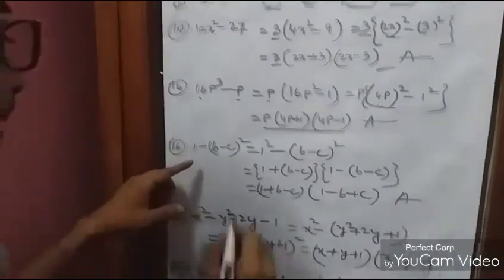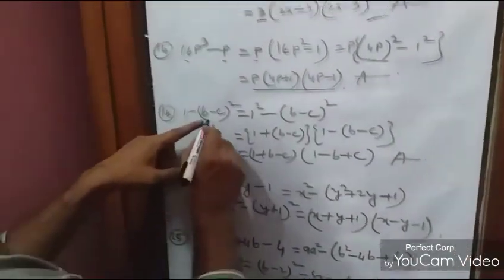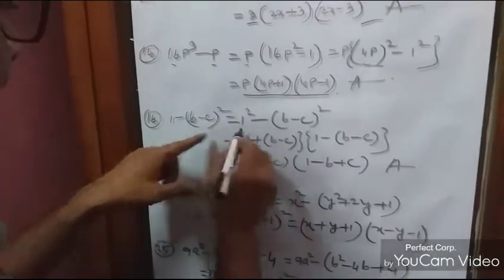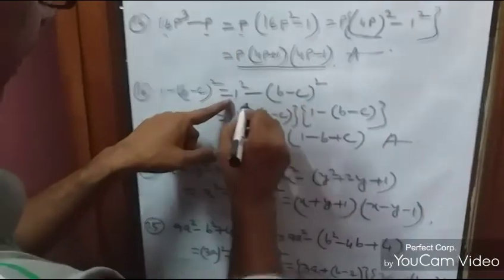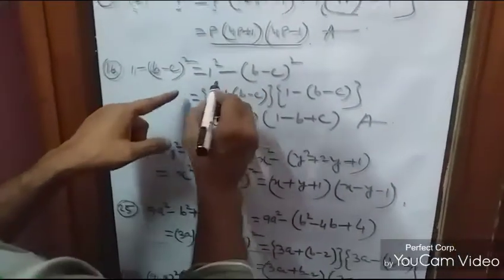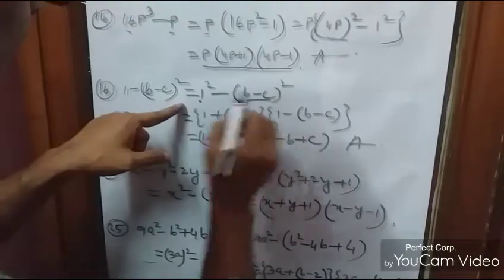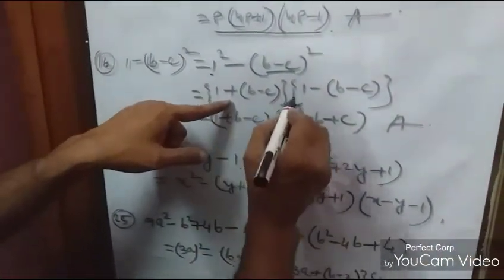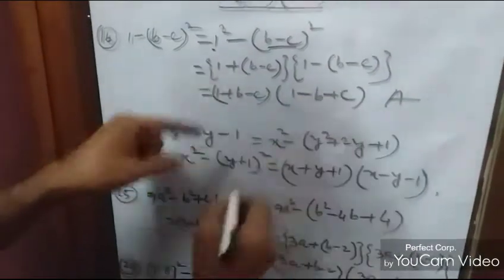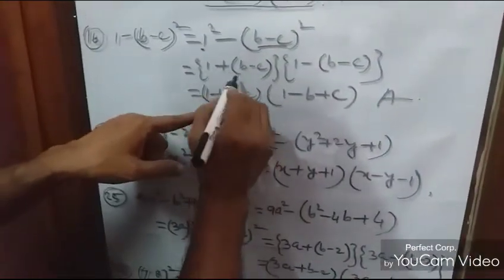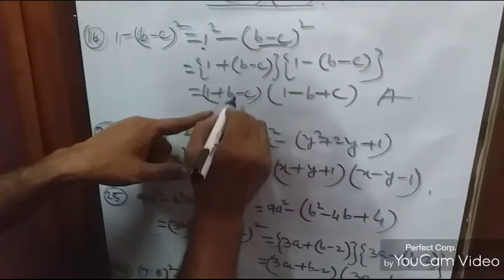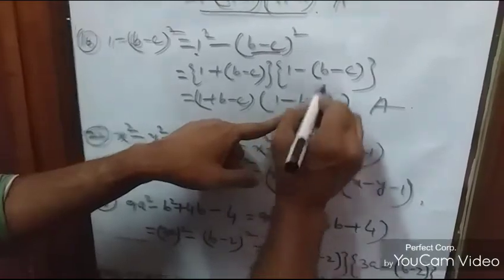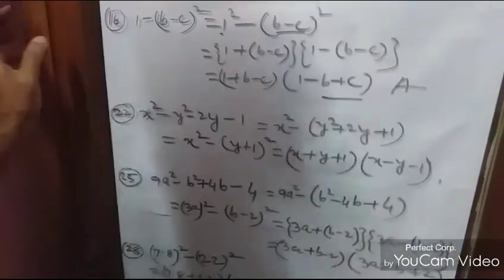Next, number 16. 1 minus b minus c whole square. We can write 1 as 1 square, and the other term remains the same. Take this as a and this as b and put them in the formula a plus b into a minus b, where b is b minus c. Now open the brackets: 1 plus b minus c, and 1 minus b plus c, and this is your answer.